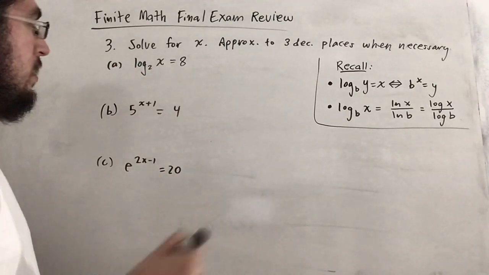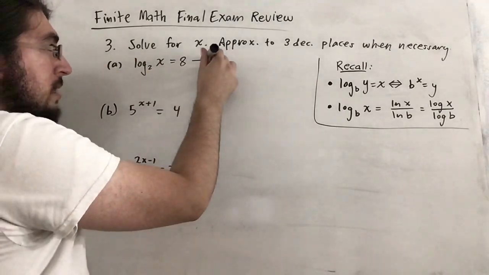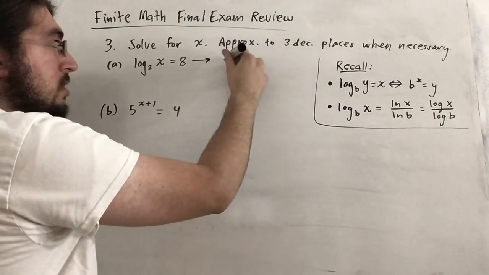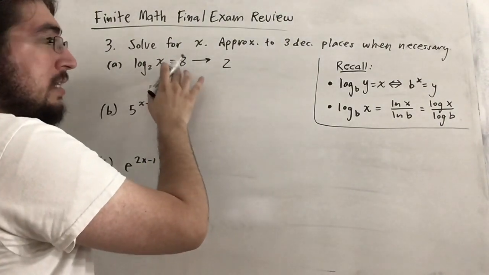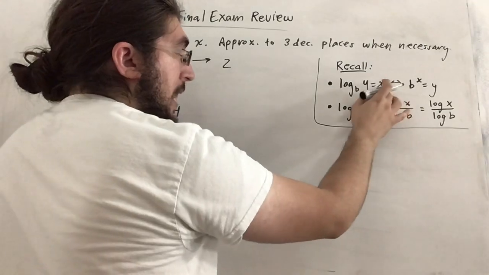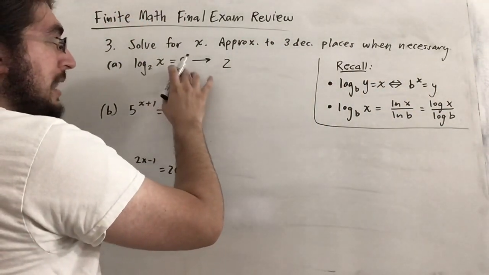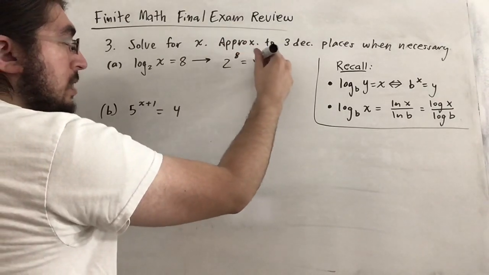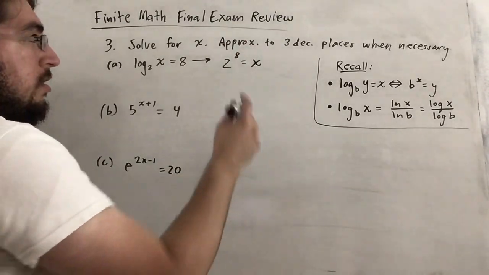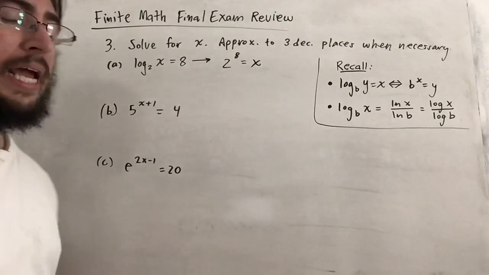Let's move on. So here I'm going to convert this to its exponential form. Notice the base is 2. The exponent actually is what the log solves for, so x in this general case. So it's going to be 2 to the 8 is equal to x. So that means our answer is just whatever 2 to the 8 is.